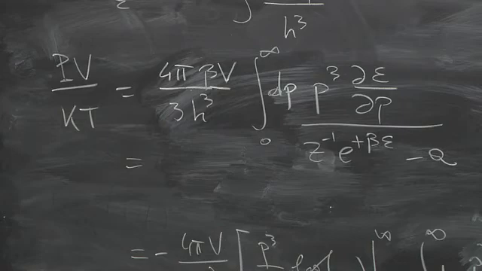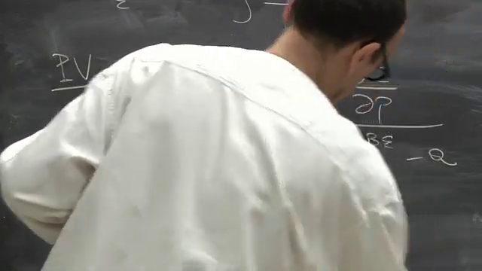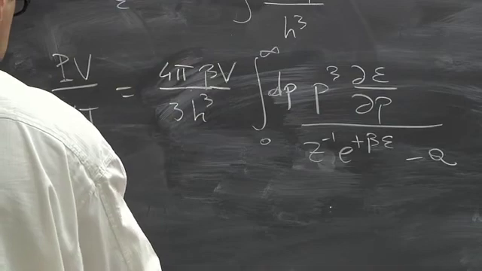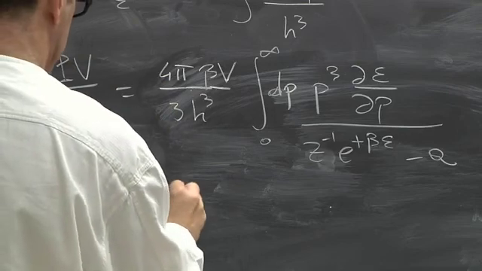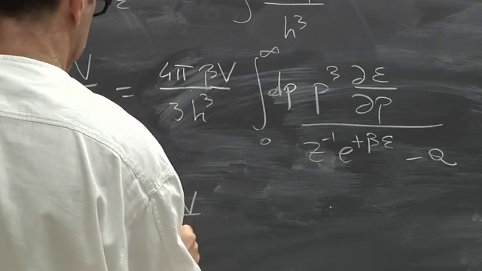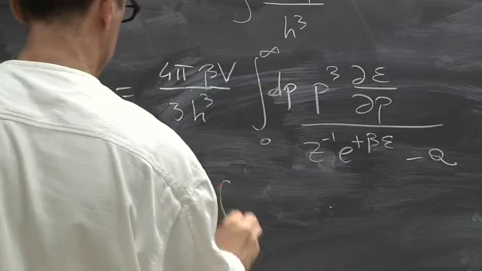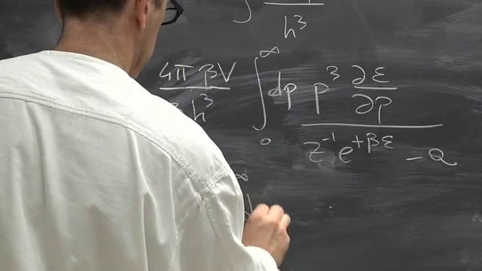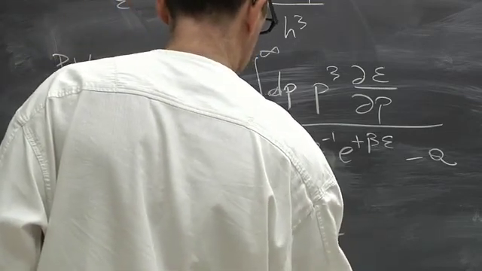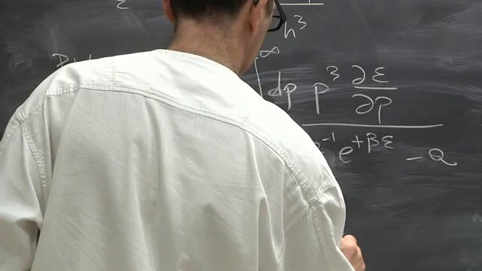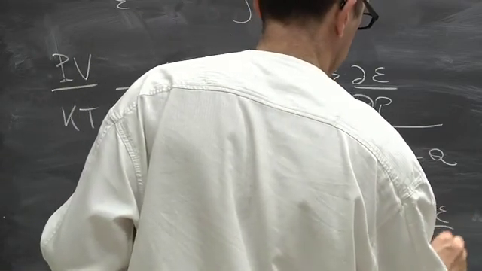Okay, so this is an interesting formula because it tells you that the pressure is equal to 4 pi V divided by 3 h cube times the integral from 0 to infinity dp p squared of p times d epsilon dp, divided by z to the minus 1 e to the beta epsilon minus a.